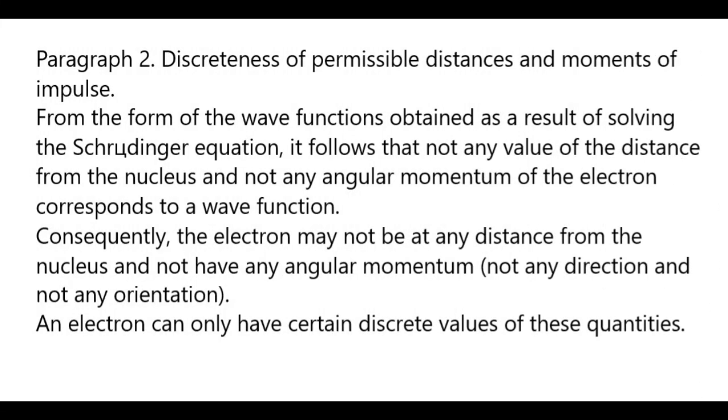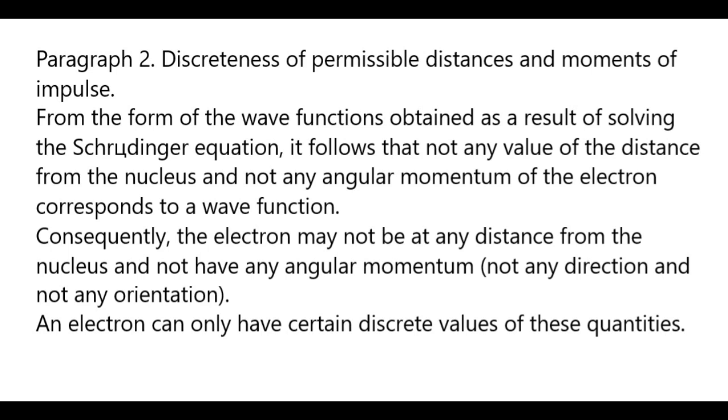Paragraph 2. Discreteness of permissible distances and angular momenta. From the form of the wave functions obtained as a result of solving the Schrödinger equation, it follows that not any value of the distance from the nucleus and not any angular momentum of the electron corresponds to a wave function. Consequently, the electron may not be at any distance from the nucleus and not have any angular momentum, not any direction, and not any orientation.